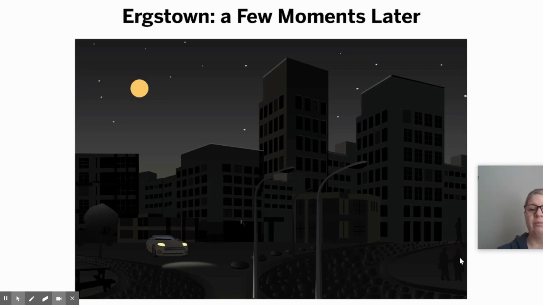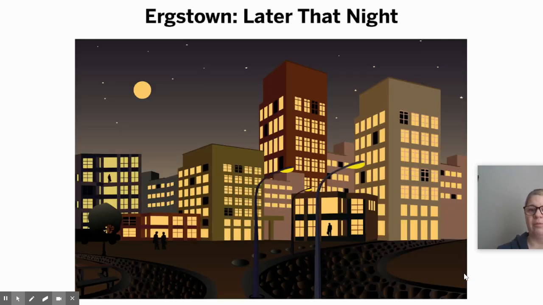It should look familiar. What evidence can you find from this picture to help us figure out what happened to the electrical system the night of the blackout? Pause the video and write down as much as you can. Okay, let's go on. And our last picture, later that night. What evidence, what can you observe that could help us figure out what happened the night of the Ergstown blackout? Pause the video and write down everything you can.